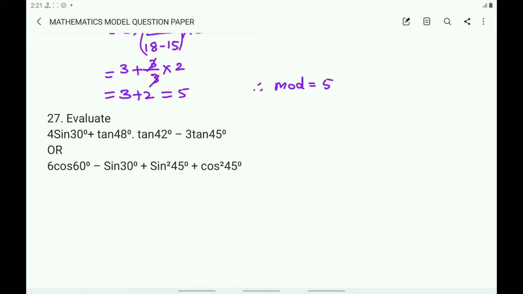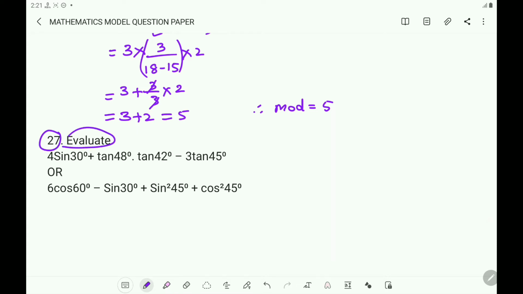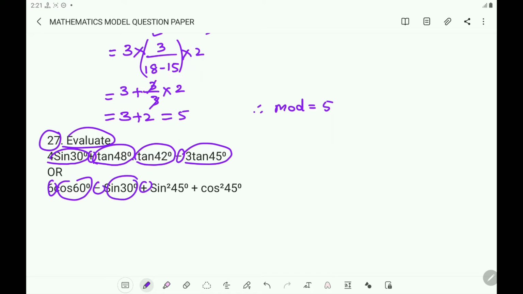Now you take question number 27. What is that question? Evaluate 4 sin 30 degree plus tan 48 degree into tan 42 degree minus 3 into tan 45 degree. And it is a choice question. Our question is there. What is that our question? 6 into cos 60 degree minus sin 30 degree plus sin square 45 degree plus cos square 45 degree. Here you take one by one and evaluate.